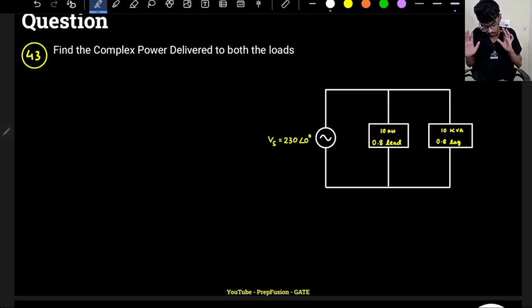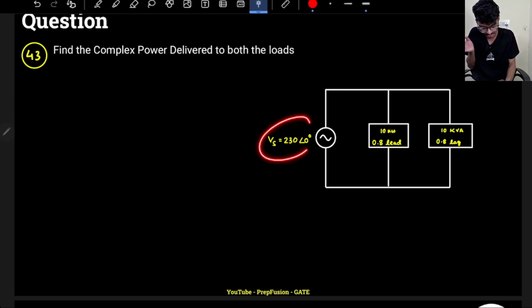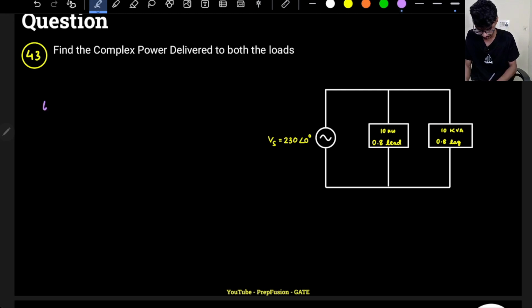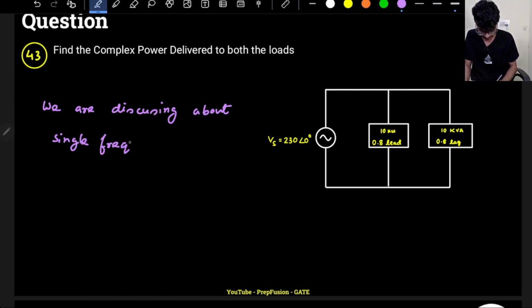Since they have mentioned phasor here, we are discussing a single frequency component. The first point we should keep in mind is that we are discussing a single frequency component.